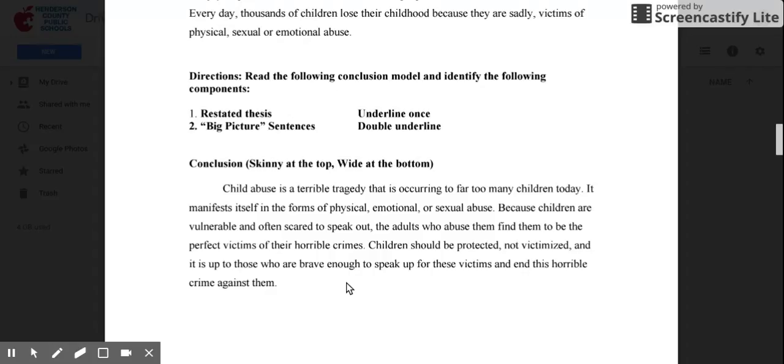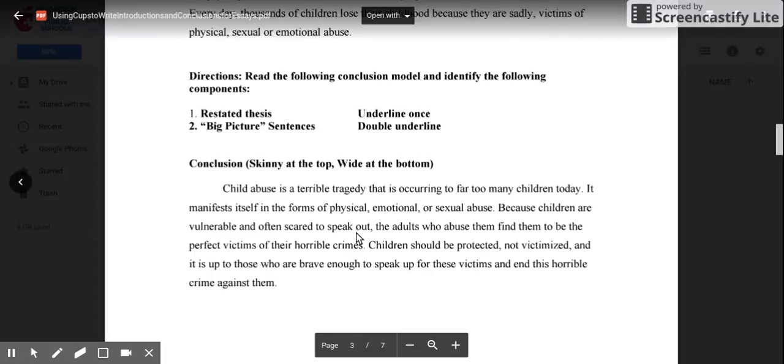Here is a good conclusion. It's skinny at the top and wide at the bottom. Child abuse is a terrible tragedy that is occurring to far too many children today. It manifests itself in forms of physical, emotional, or sexual abuse. Because children are vulnerable and often scared to speak out, the adults who abuse them find them to be the perfect victims of their horrible crimes. Children should be protected, not victimized, and it is up to those who are brave enough to speak for these victims and end this horrible crime against them.